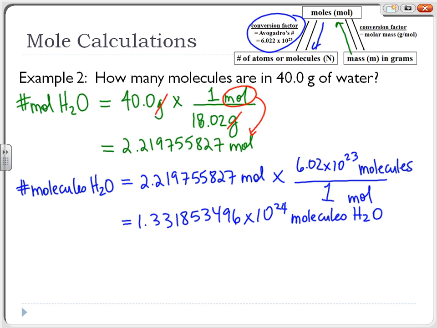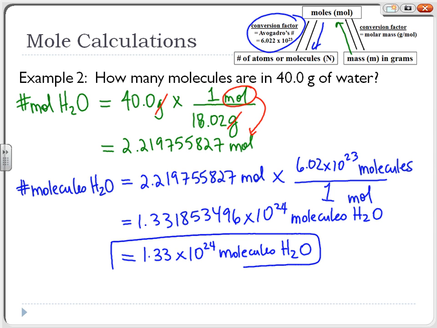Okay, now I can round. Now it is okay for me to round to my final answer, which in this case should have 3 significant figures. So 1.33 times 10 to the 24 molecules of H2O. Done. Okay, so that's the answer for number 2.